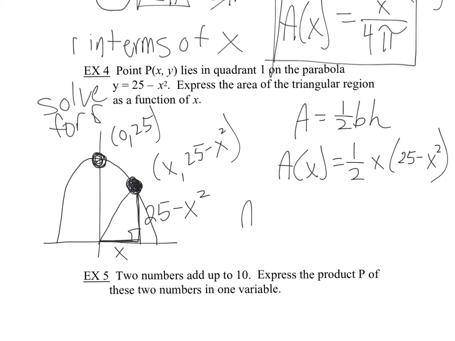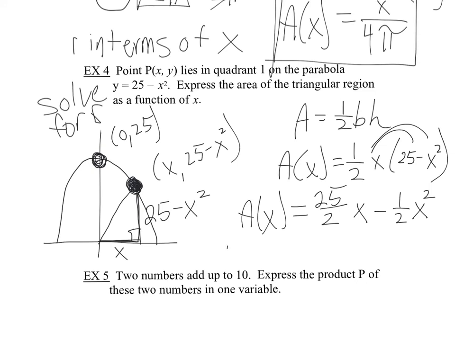And now we simplify that. A of x equals, I'm going to distribute the 1/2 x to both of them. That would be 25 over 2 x minus 1/2 x squared, so standard form. And then, of course, we could rearrange the terms, but then we could also work with it in terms of the quadratic to get a better understanding of how the area of this changes as this point moves up and down the parabola.